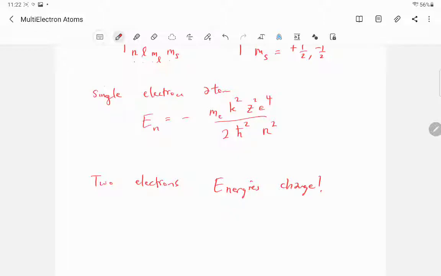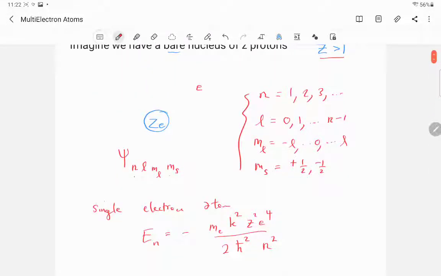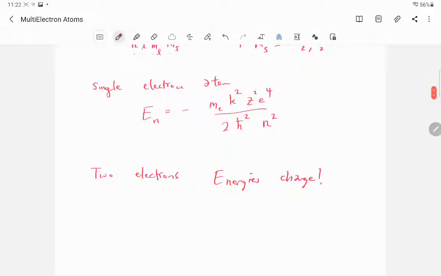And the reason is because now if I add another electron, these two electrons have repulsion between them. That's a little part of the energy of the atom. And then each electron is attracted to the nucleus. So that's two other energies, right? So the energy is more complicated. So we cannot use this expression without making alterations.